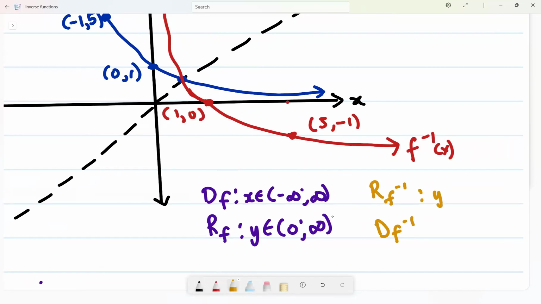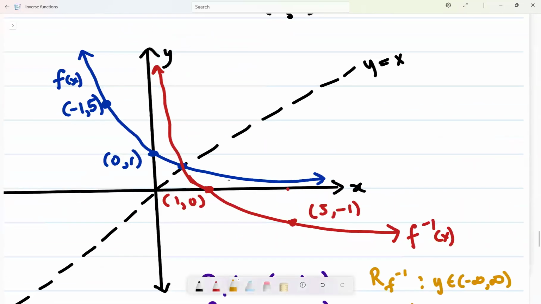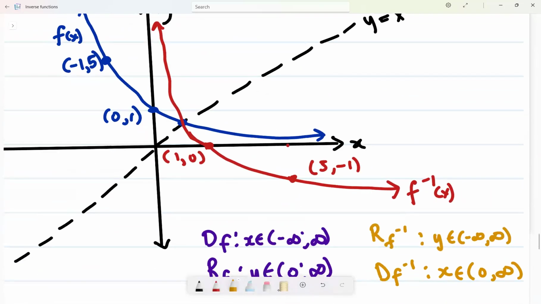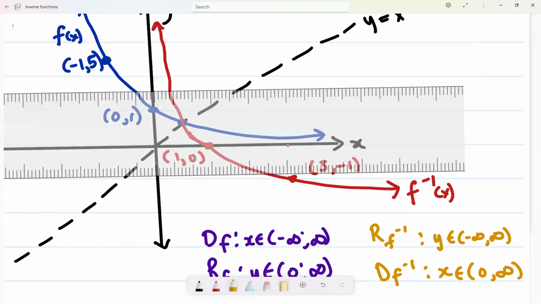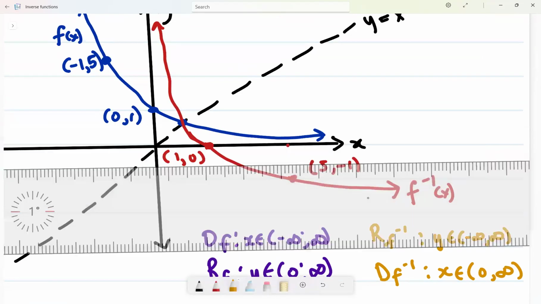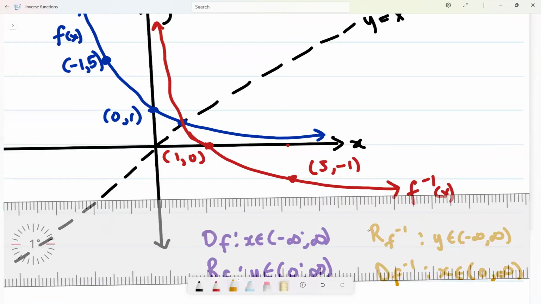I'm expecting this to be y is an element of negative infinity to infinity. And then the x domain, from 0 to infinity. Let us prove if our statement is correct now. Let's start here and say, okay, since it is horizontal like this, let us look at the range of the inverse, the red graph.